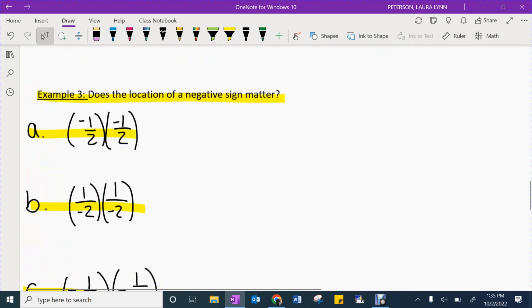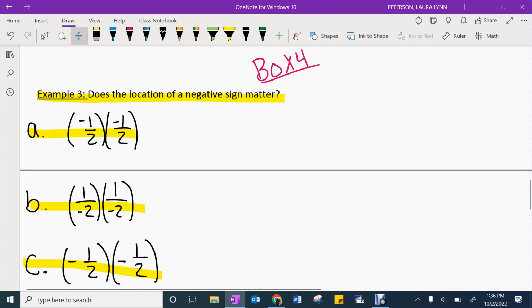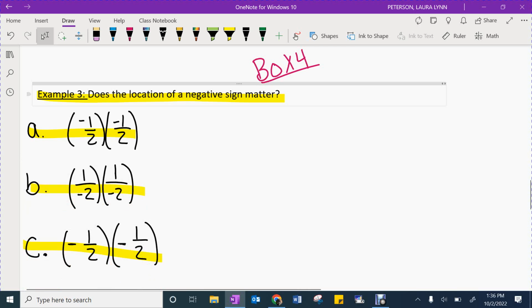Example 3. This is box 4. Now, with this problem, I do want you to write down everything, including the actual example 3 and the question. Pause the video now to copy down everything in yellow.